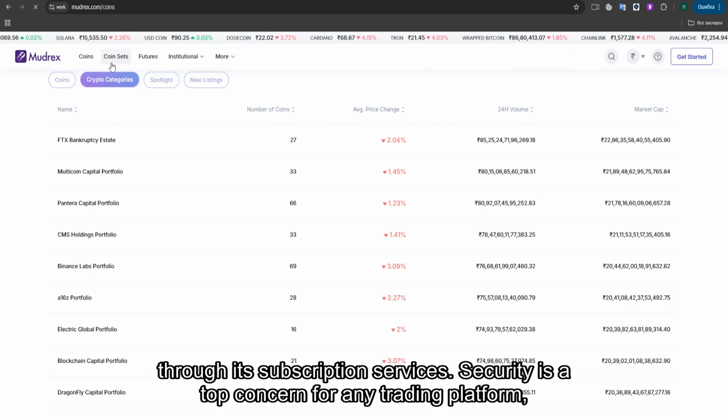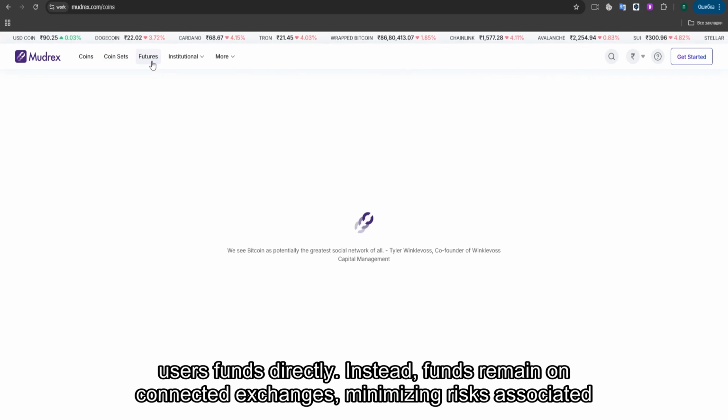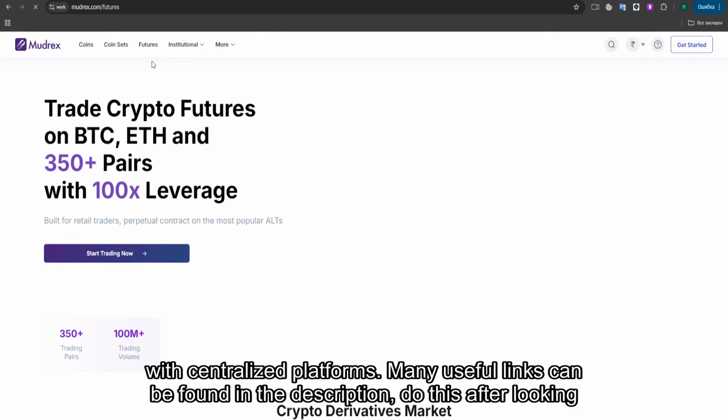Security is a top concern for any trading platform, and Mudrex does not disappoint. The platform employs bank-grade encryption and does not store users' funds directly. Instead, funds remain on connected exchanges, minimizing risks associated with centralized platforms.